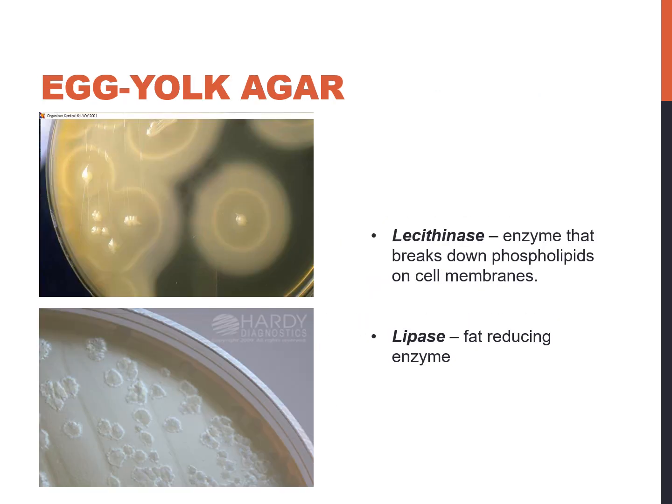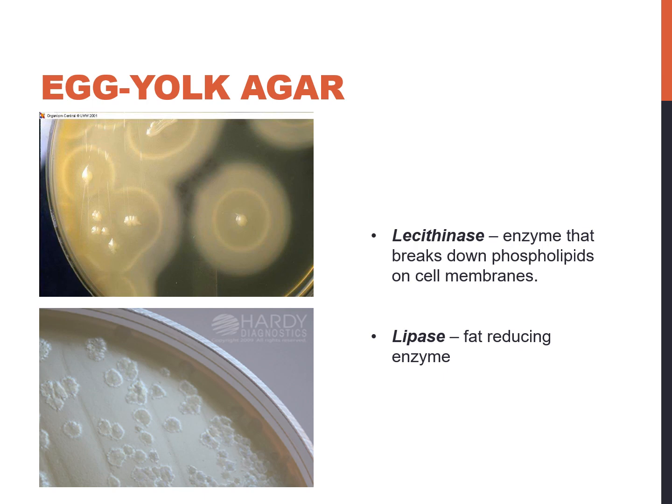Egg yolk agar is also known as McClung Toabe agar, and it is used to speciate the Clostridium or Clostridioides. We can see if our bug produces lecithinase or lipase enzymes. If our bug produces lecithinase enzymes, then we are going to look for a precipitate that radiates into the media around the colony, and you can see that in the top image. That is an example of an organism that is lecithinase positive.